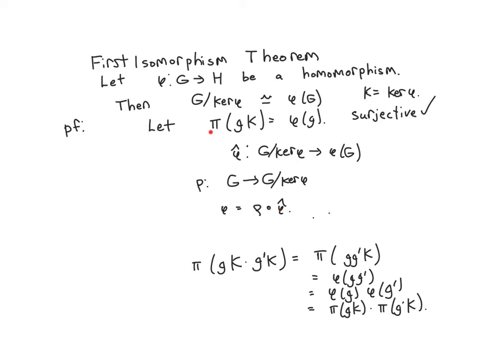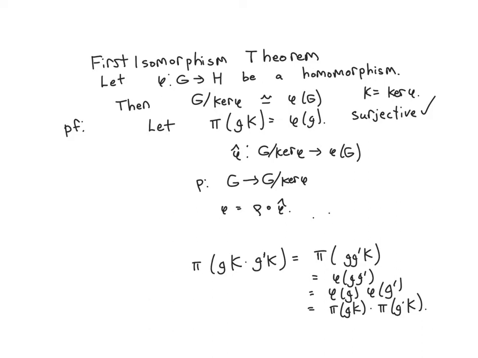Of course, I'm going to call phi hat pi to make life a little easier. What does it have to be? Well, given a coset gK, whatever it's going to map to is going to have to be something so that you get phi of g. So define pi of a coset to be phi of g for some coset representative g.